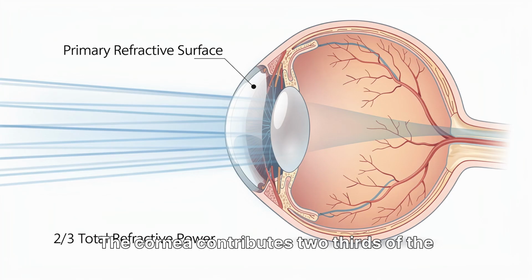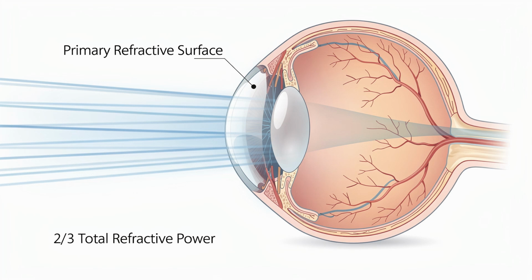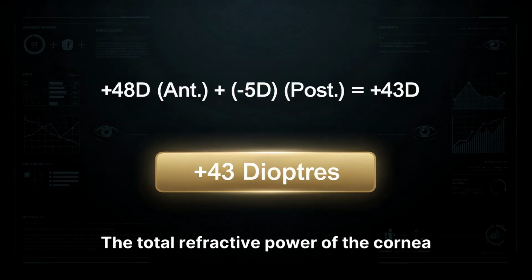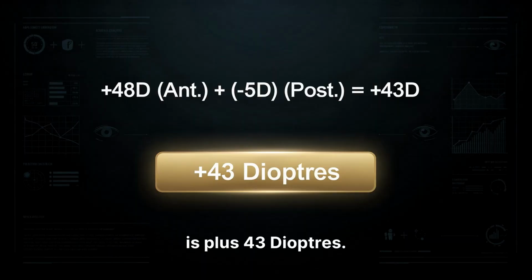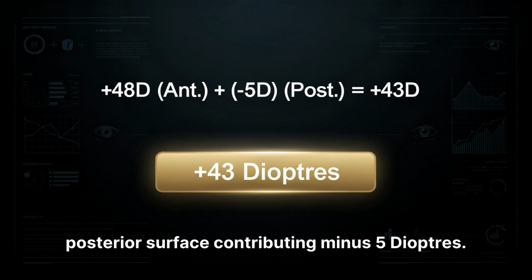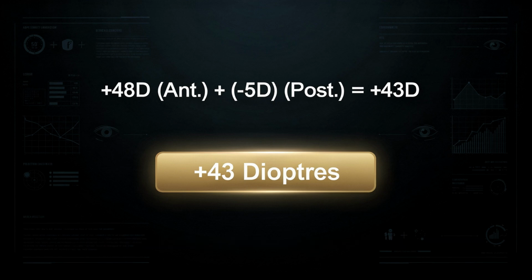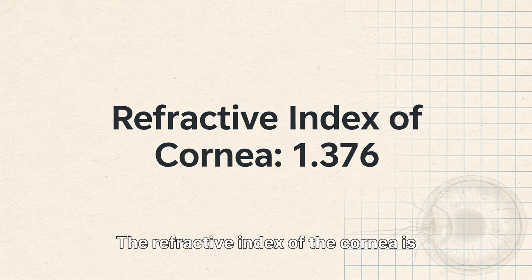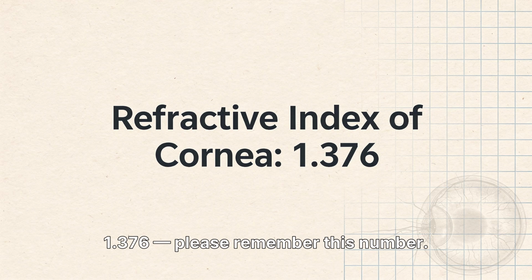The cornea contributes 2/3 of the total refractive power of the eye. This is an extremely important and frequently asked exam point. The total refractive power of the cornea is plus 43 dioptres. This comes from the anterior surface contributing plus 48 dioptres, and the posterior surface contributing minus 5 dioptres, giving a net total of plus 43 dioptres. The refractive index of the cornea is 1.376. Please remember this number.